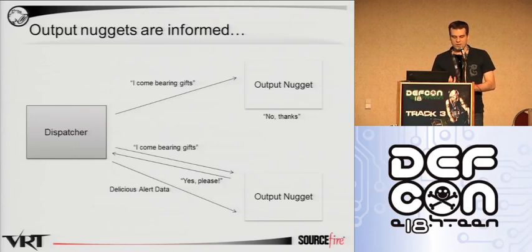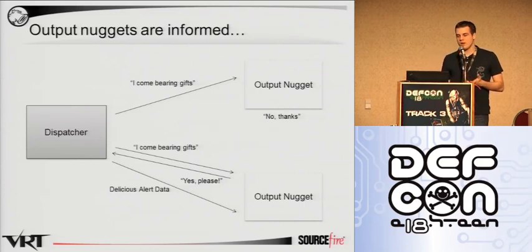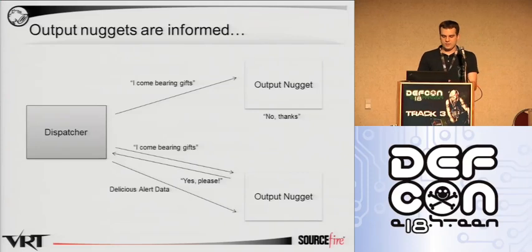Do they want long versions of the data? Do they want normalized data? Do they want the timestamp, the source IP? And if they do, send back that information. Dispatcher packages all that information up for the output nugget. Output nugget then is responsible for formatting it the way that it's designed to do.